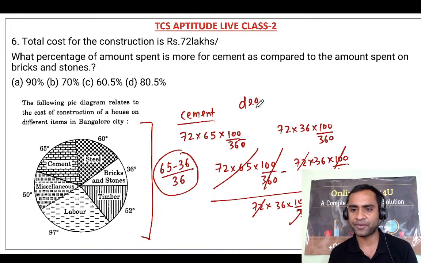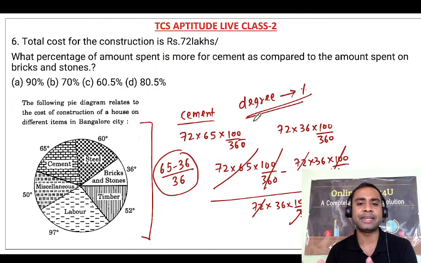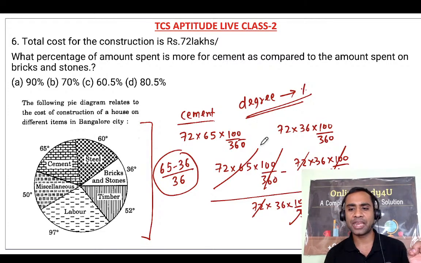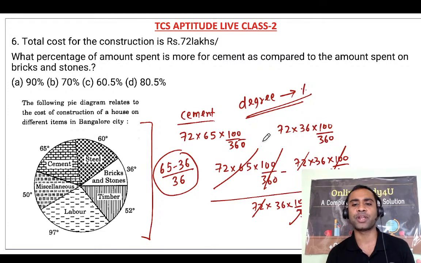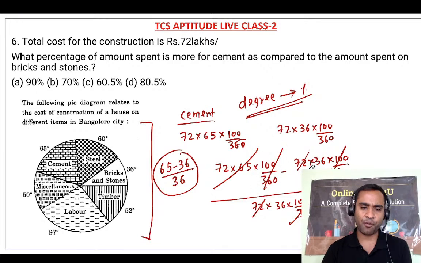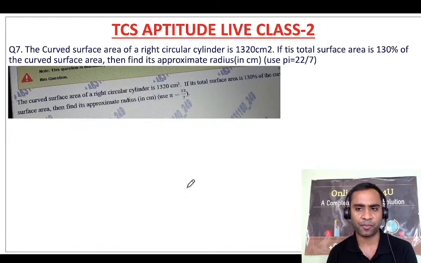Is it clear for everyone? That's the reason we did not convert degree into percentage, and we did it directly. If it is clear for you, please let me know. If it is not clear, that also you tell me. Because these values will get cancelled, that is the reason we had not converted. I wanted to give you the deep concept from the problem.